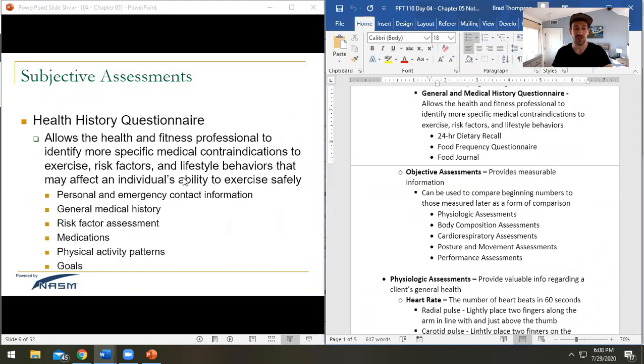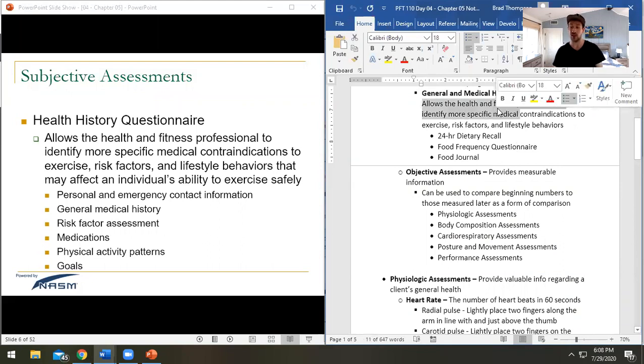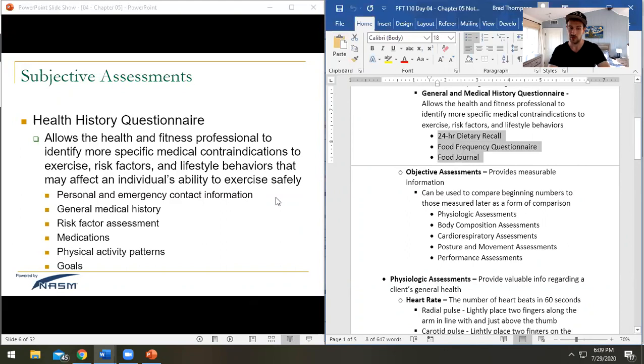Now, another subjective piece of information is going to be your general and medical history questionnaire. I think they do this weird thing where they call it the health history questionnaire, but it's going to be referred to as a general and medical history questionnaire. This allows us to identify more specific medical contraindications to exercise, risk factors, and any lifestyle behaviors. Some of this information related to weight loss that we don't see in the normal book is things like a 24-hour dietary recall, a food frequency questionnaire, or a food journal, right? All those are general pieces of information.